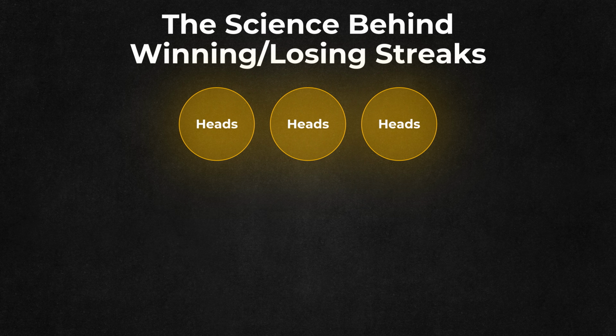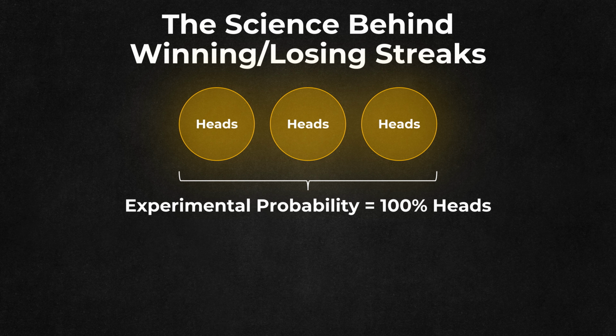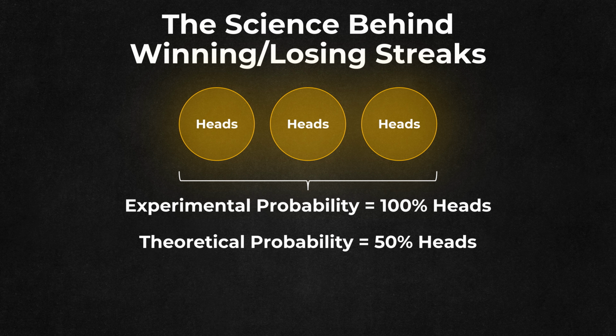Imagine also that all 3 of these coin tosses resulted in heads. If we calculate the probability of the actual experiment, we'll reach the conclusion that there is a 100% chance of getting heads in a coin toss. That is called experimental probability. However, we know there is a 50-50 chance of heads or tails. So how is this possible?